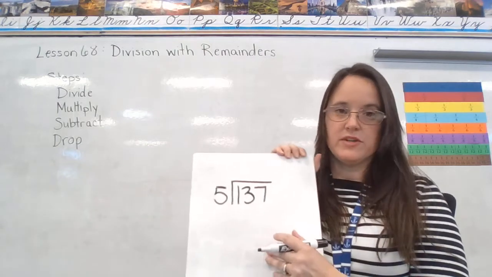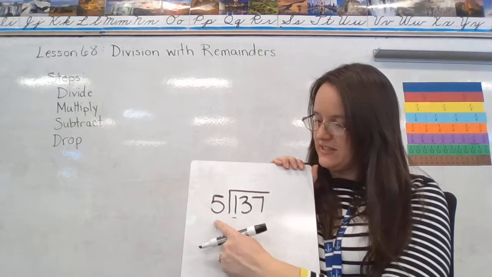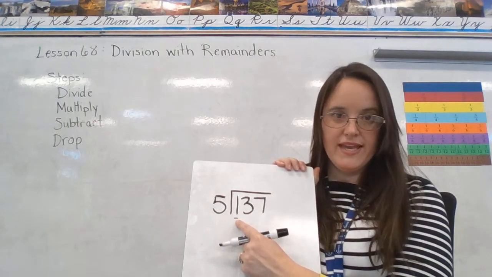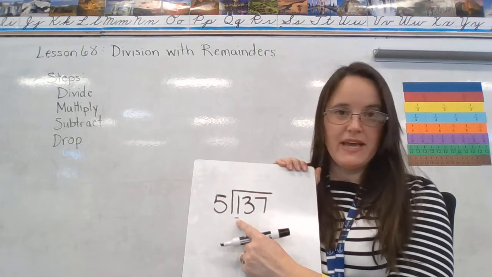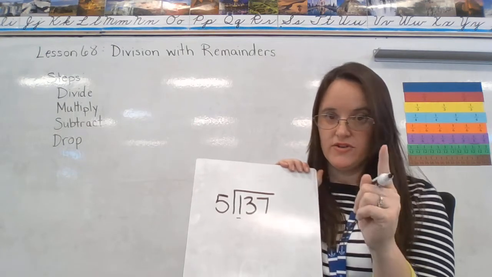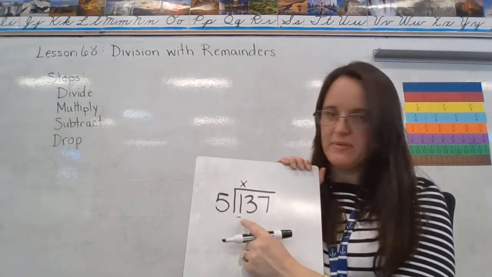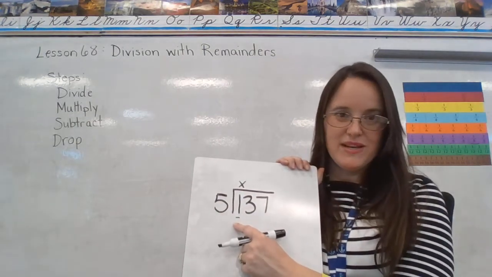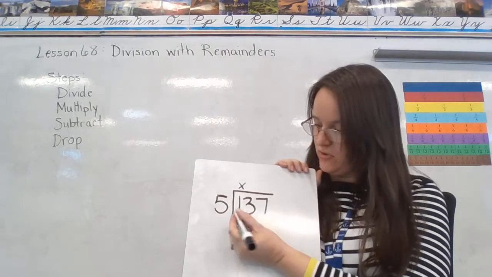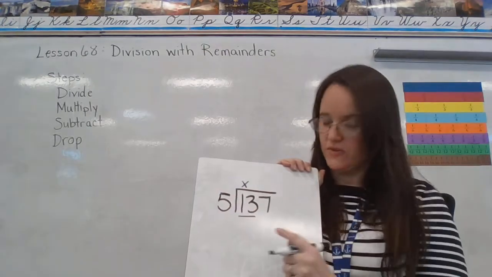So once again, we're going to start just with our hundreds place here. And we say, does 5 go into 1? Nope, I cannot make a group of 5 if I only have 100. So we put an X up there just to hold our place and to say, couldn't do anything with that digit. So now we continue looking at the 1, but we bring the 3 into it.